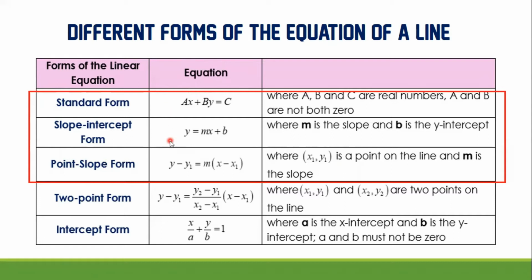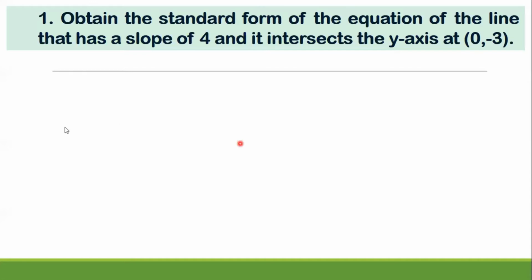Now let's move on to our first example. For our first example here, we obtain the standard form of the equation of the line that has a slope of 4 and intersects the y-axis at (0, -3). Now, the first thing that you're going to do is, of course, to identify the given. We have the slope, which is 4, and it says here it intersects the y-axis at (0, -3).